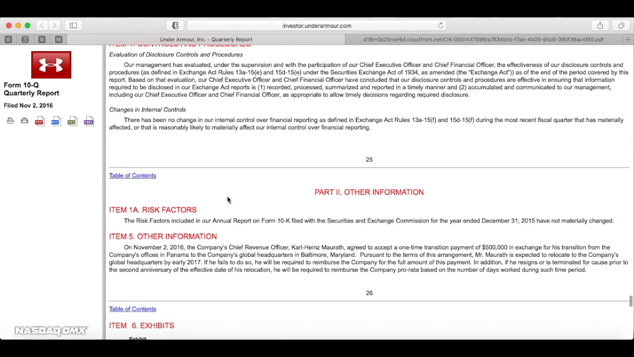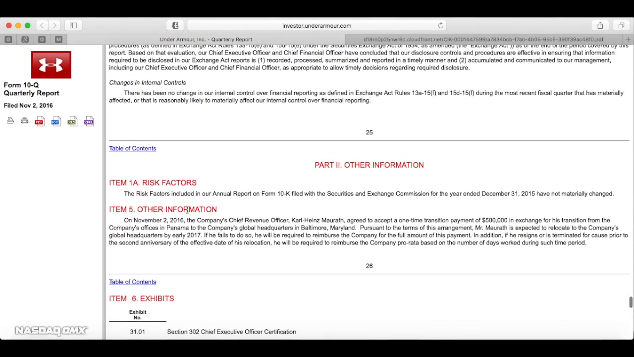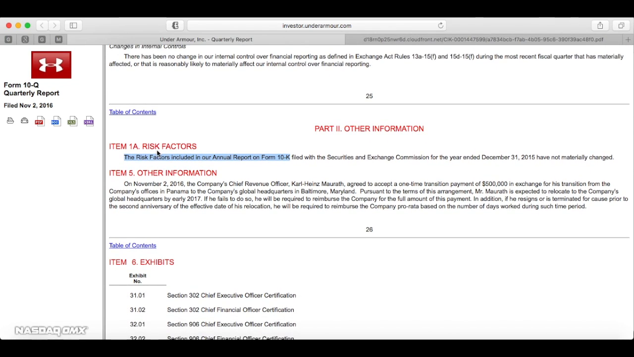Getting down further into risk factors, they tell you the risk factors are included in our annual report 10K. Sometimes there's an update to these, or I've seen them in 10Qs for some companies, maybe younger companies. But risk factors are certainly something you want to read before you invest in any company. Go to the 10K, but they tell you to go there here, so I kind of like that.